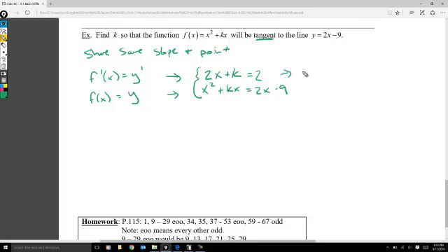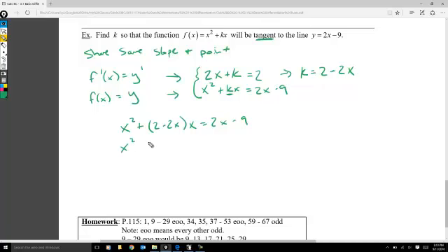If I take my first equation and solve it for k, I get 2 minus 2x. You might be thinking you would want to solve for x first to get k by itself, but it ends up being way easier to substitute k out of my equation, which is kind of counterintuitive, but it works out. I get x squared plus (2 minus 2x) times x equals 2x minus 9. All I did was substitute that expression for my k value right here.